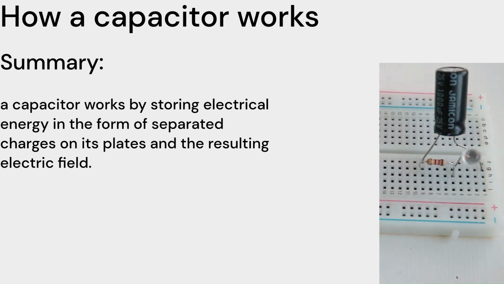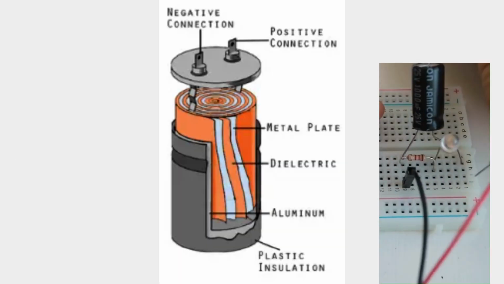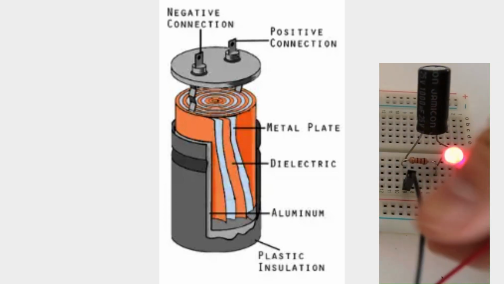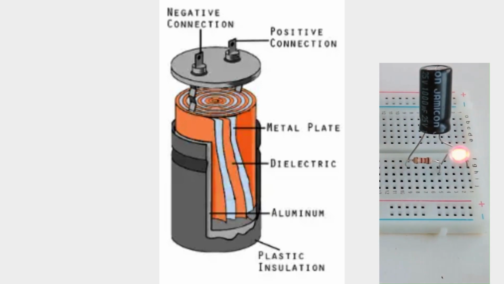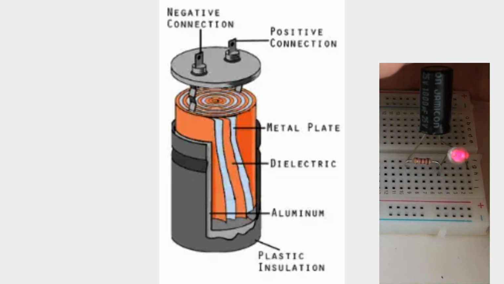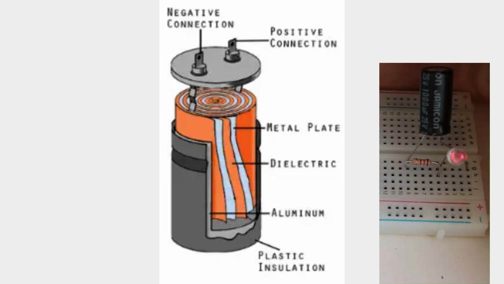A capacitor consists of conductive plates, usually metal, separated by an insulating material called a dielectric. This setup allows the capacitor to store electrical energy in the form of charges on the plates while preventing direct contact between them. The conductive plates are connected to terminals or lead wires for circuit connection.